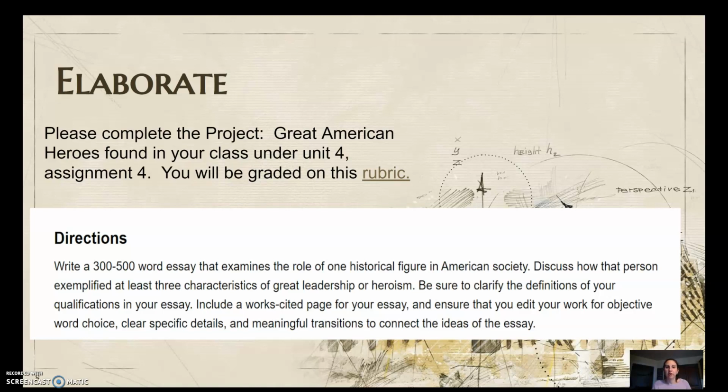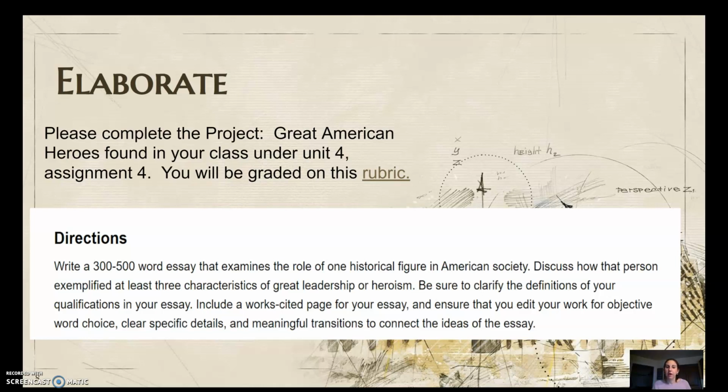And the directions, you're going to write a 300 to 500 word essay that examines the role of one historical figure in American society. Discuss how that person exemplified at least 3 characteristics of great leadership or heroism, and be sure to clarify the definitions of your qualifications in your essay. Okay, so making sure that you're going into a lot of explanation about what you believe are those 3 characteristics and the definitions of those.